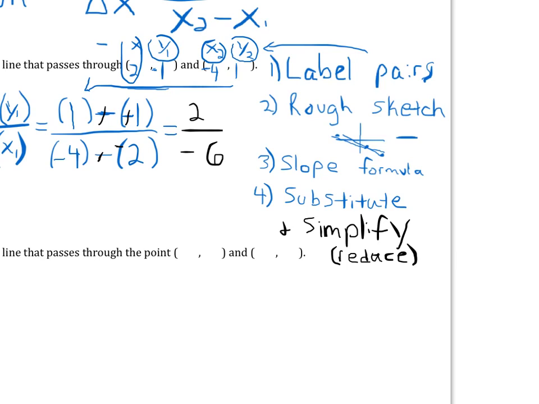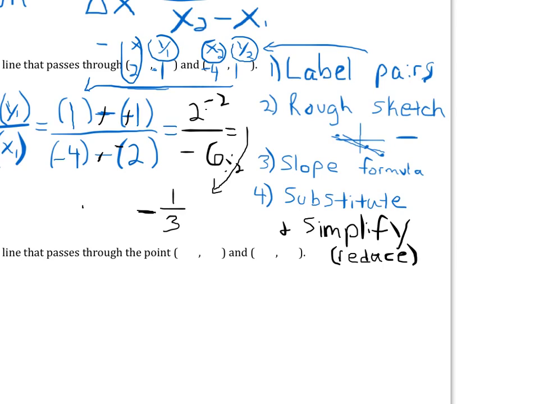Okay, so a positive over a negative, and you guys should hopefully have more room. I have to write a little bit bigger. A positive over a negative we know is a negative. And then 2 over 6, okay, both of these are divisible by 2. So that would be 1 over 3.